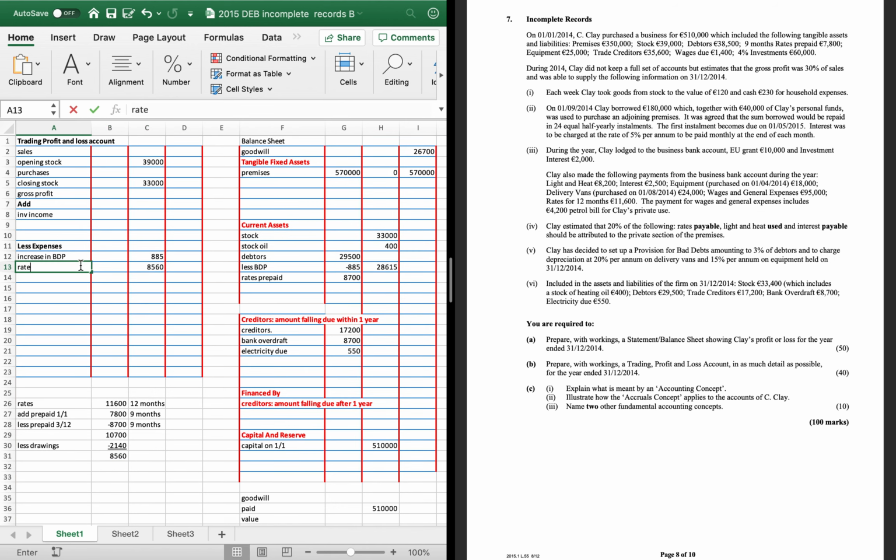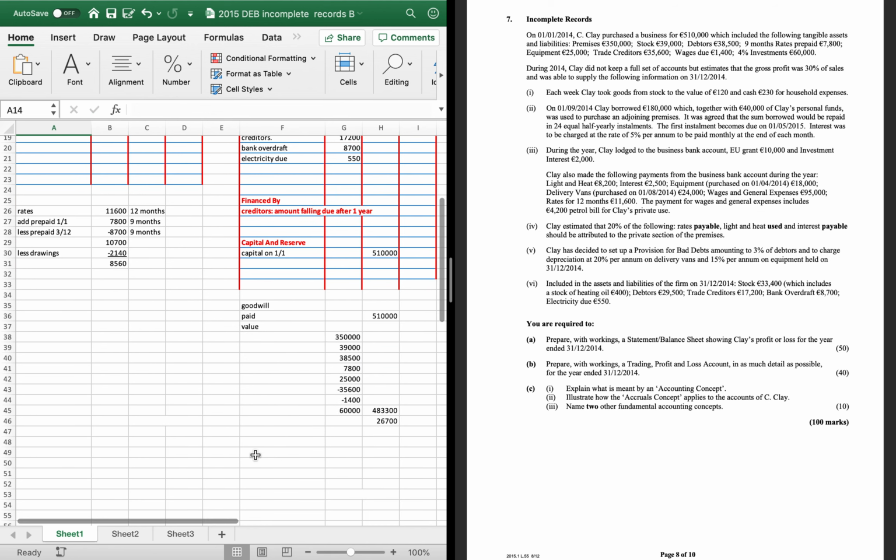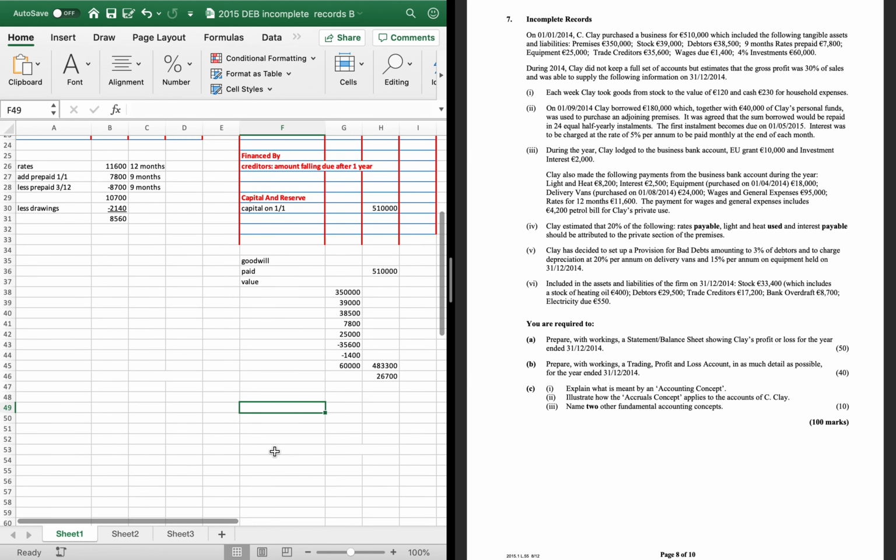and from that now I've had my first drawing, so I'm going to start my drawings working. So we've got rates of 2,140. And every time now from here on in I come across drawings, I'm just going to put them in. Okay, next one is equipment. Now I know there's depreciation on equipment.